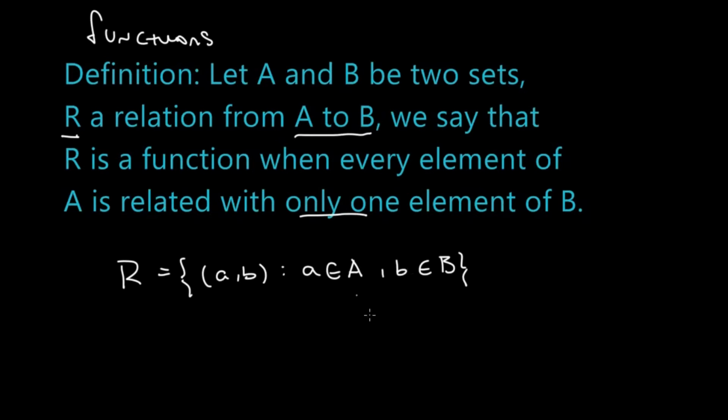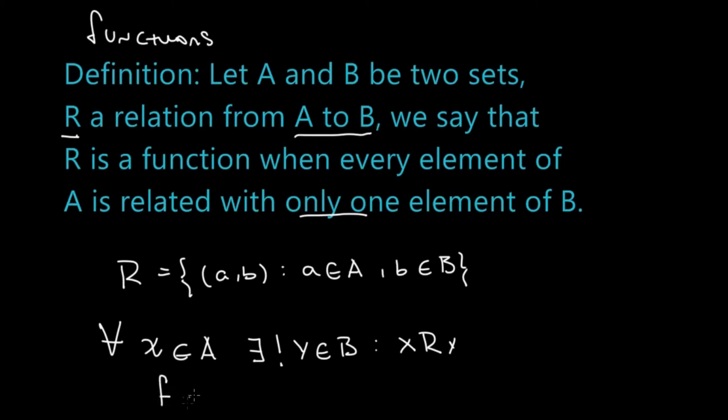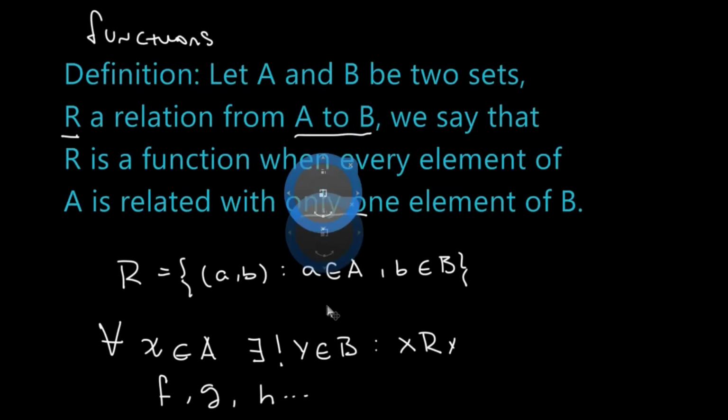So let's put this definition in symbols. This would be: for every x, an element of A, there exists a unique element y of B that verifies x is related to y. And when we're talking about functions, we are usually going to use the letters f, g, h, and more, but those are the ones used the most by most books.